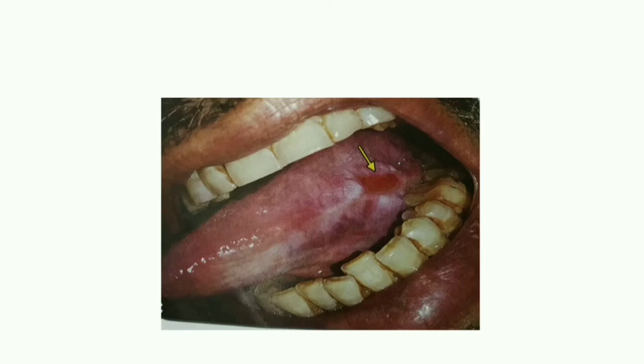Other than that, you have a lot of oral premalignant lesions like leukoplakia, erythroplakia, now which we have said oral lichen planus, submucous fibrosis, actinic cheilitis, like that.